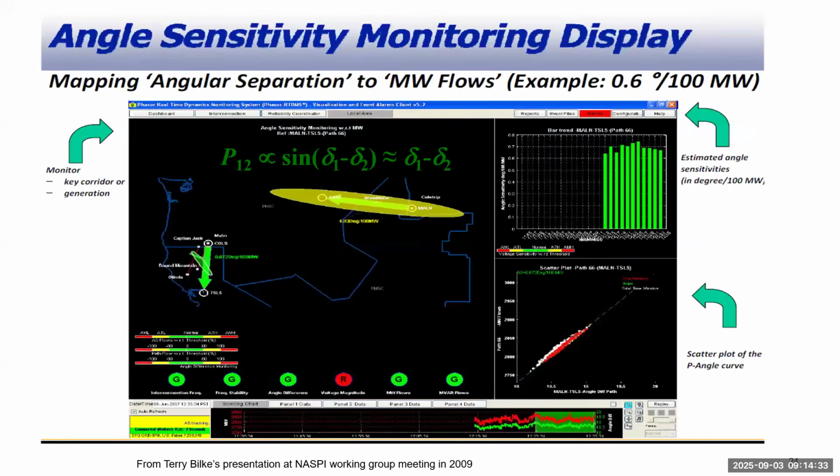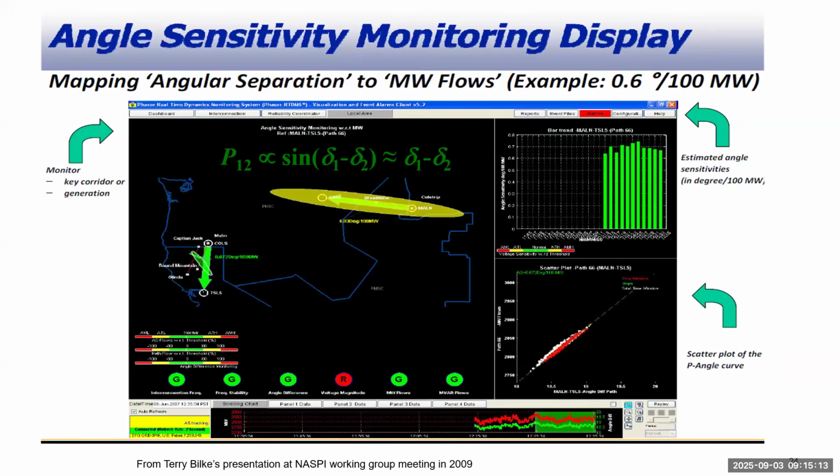So I will use this as a practical example to show how we can utilize the simple conclusion we got from previous slides. We utilize the angle sensitivity to monitor the energy exchange between two substations. This is a screenshot of real-time monitoring software, which collects data at different substations. And the arrow does indicate the energy exchange. So this one tells the energy is coming from the left substation to the right substation. So you see the large arrow.